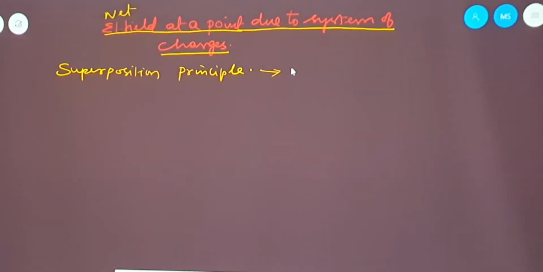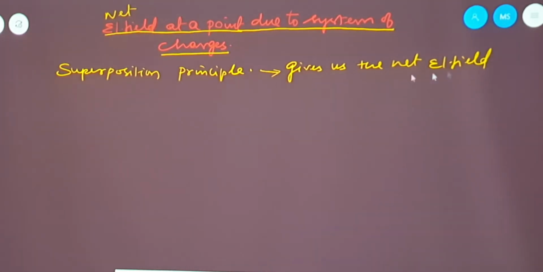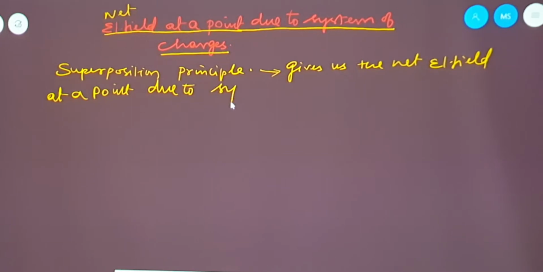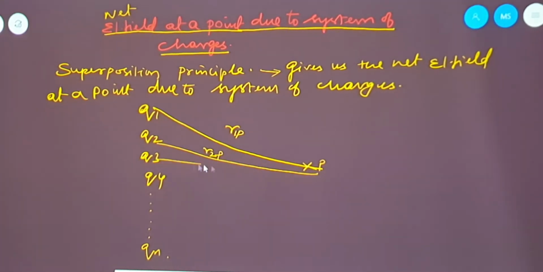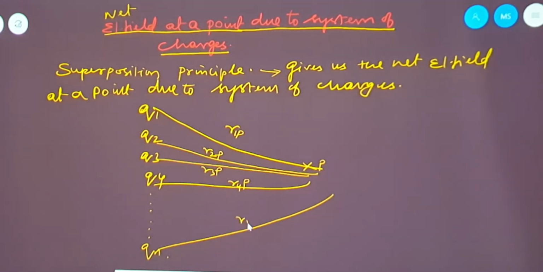So superposition principle gives us the net electrical field at a point, due to multiple charges or due to system of charges. Let us take like this. I am having innumerable number of charges like this: Q1, Q2, Q3, Q4, etc. up to Qn. Let us take a point P here. From Q1 to P, I can consider the distance as R1P. Then from Q2 to P, I can write R2P. From Q3 to P, R3P. Q4 to P, R4P. From Qn to P, I can write it out as RnP.